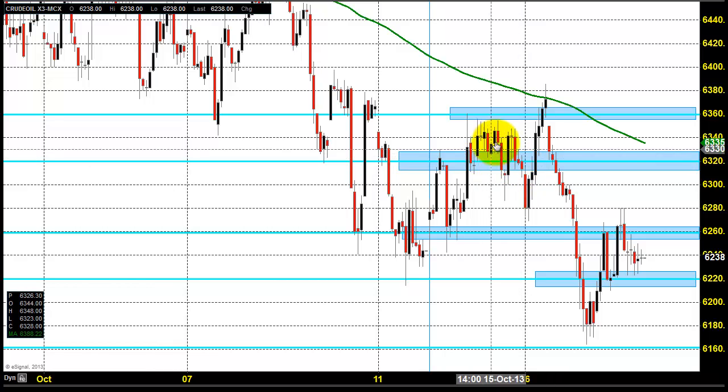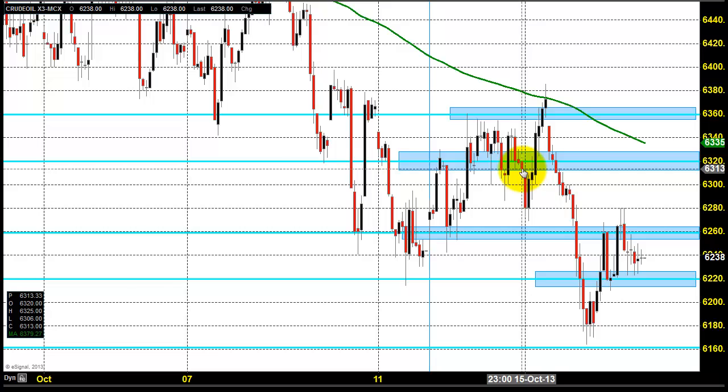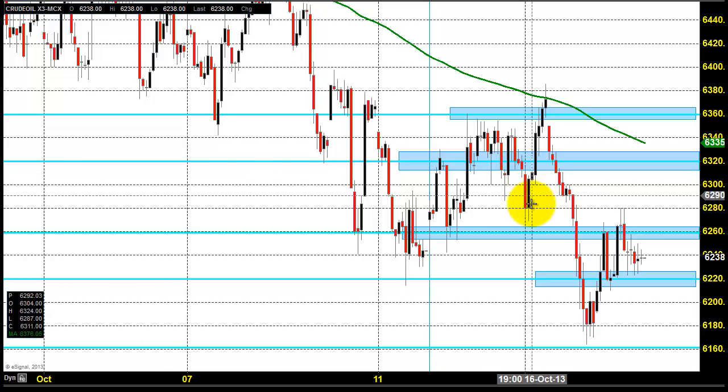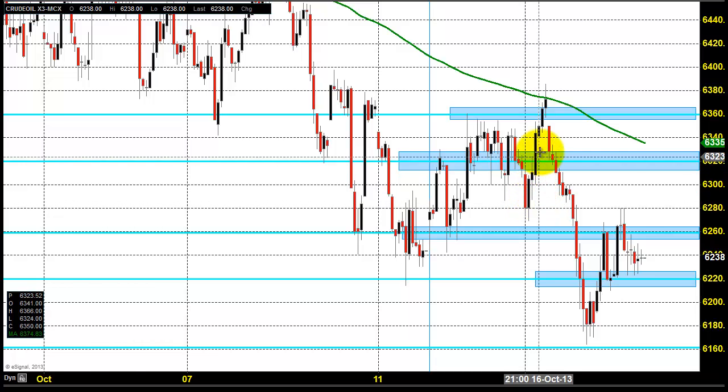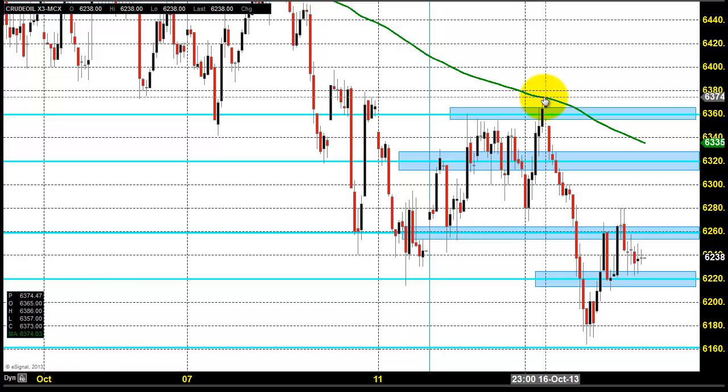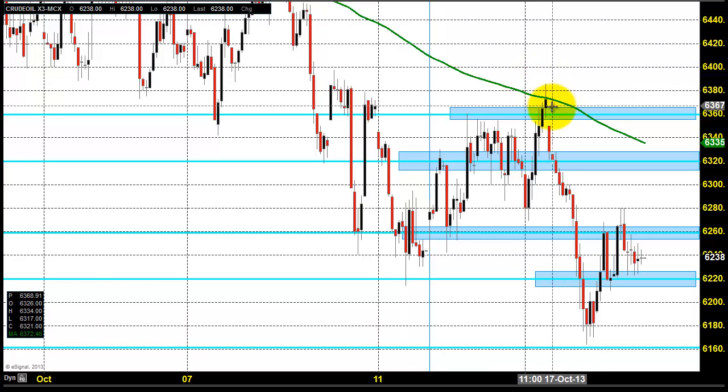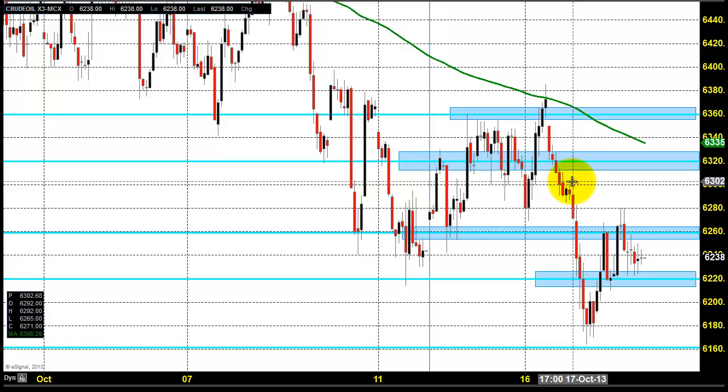But finally, on that particular day, the price closed lower. But what happened on 16th of October was a bit of a surprise, which means that the price opened, and you can see the price straight away went up and closed near the key resistance zone of 6360 and also near the average. There came the puzzle. So the next day was a very important day for crude oil traders.